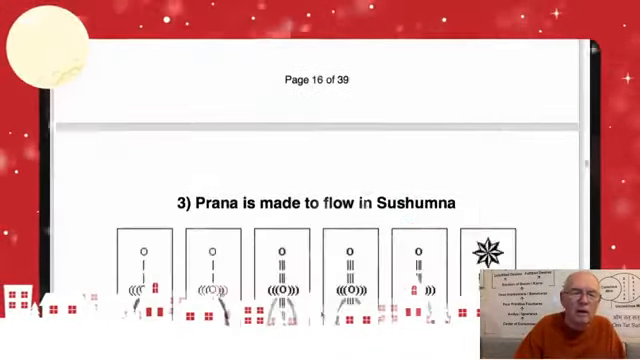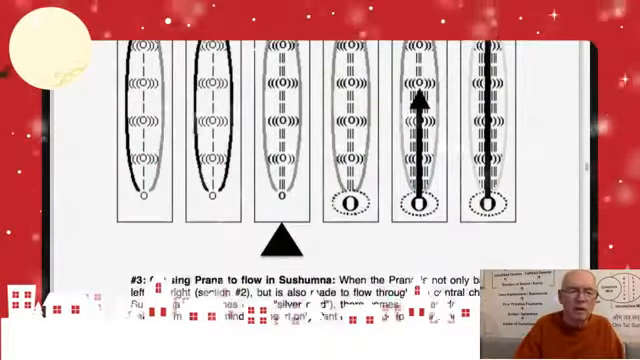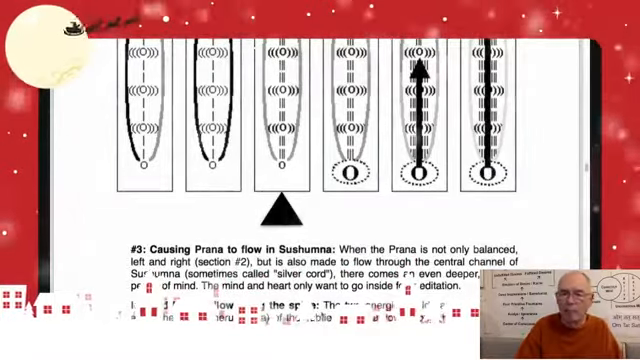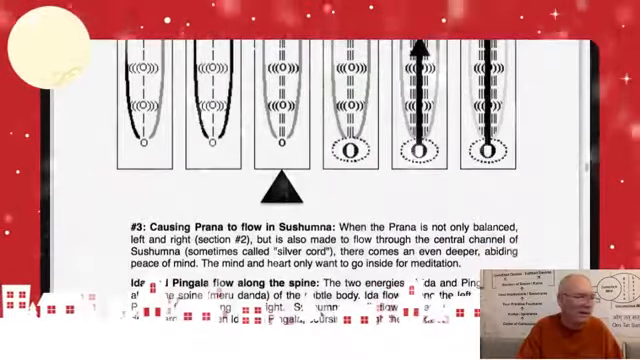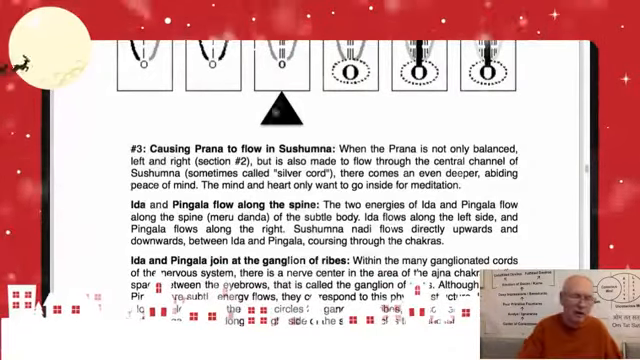What have we got here? Prana is made to flow in Sushumna is the idea of this one. Looks like a cruise ship showing a different cabin location. We're getting upgraded slowly. We're getting upgraded to Kundalini and the crown.